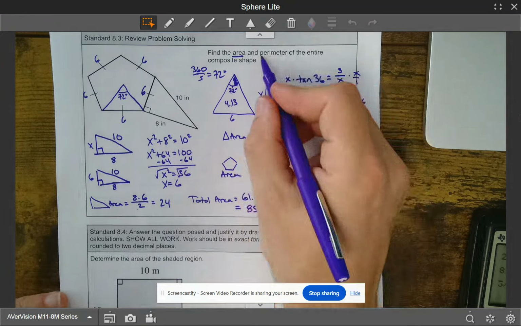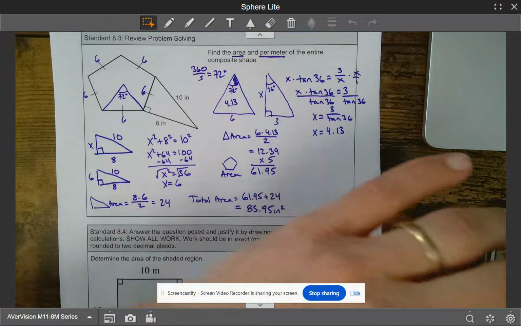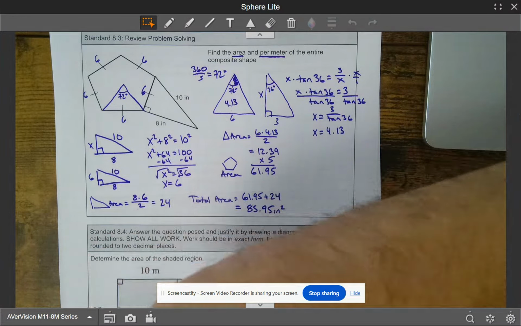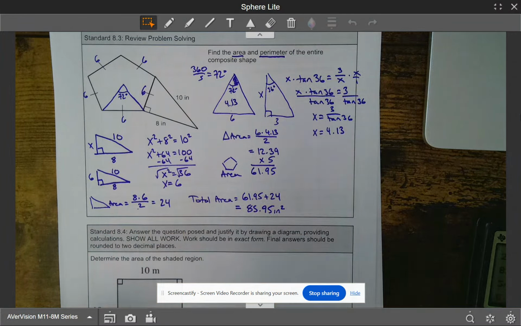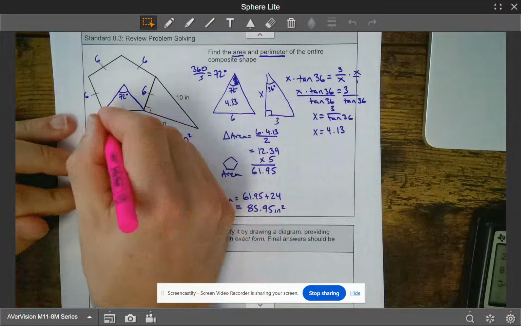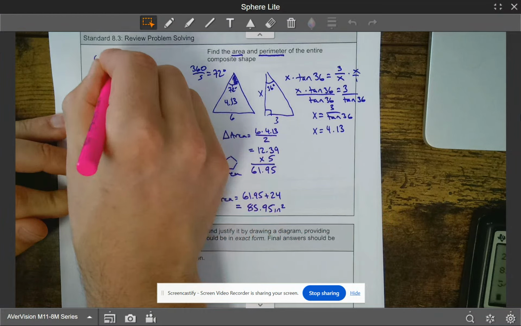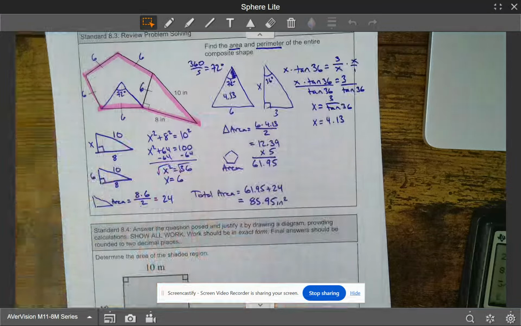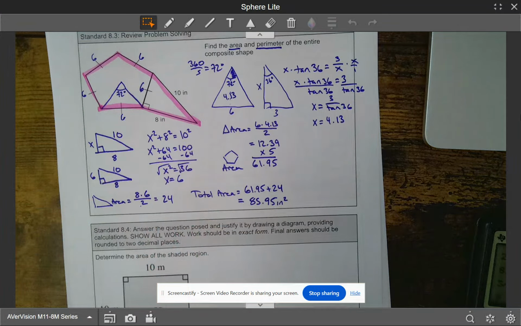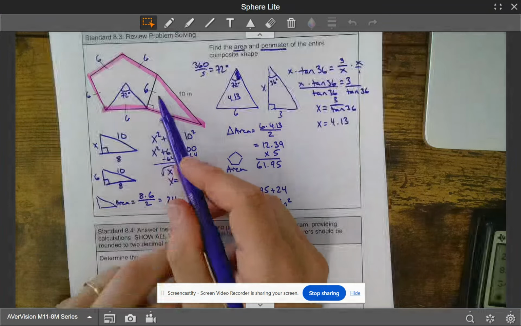Now I'm not done yet. I also need to find the perimeter. Now this one's a little tricky. Be careful here. It's not just the golden standard. All right, the perimeter here is around the outside of the large shape, the composite shape. Notice what's not included. It's not just 5 times 6. One of the 6's is not included.